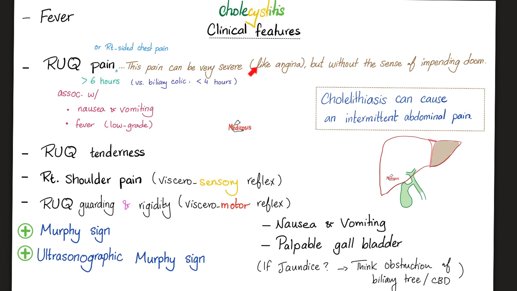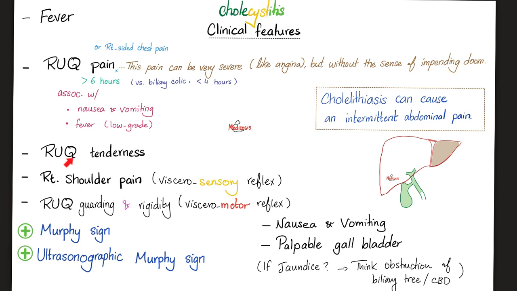This pain can be very severe, like angina pectoris, but without the sense of impending doom. Unlike angina pectoris, this pain lasts for 6 hours. What if the pain lasts for like 30 minutes? Happens only after fatty meals. This is biliary colic and not cholecystitis. The pain of cholecystitis can be associated with nausea, vomiting, and low-grade fever. What if it's a high-grade fever with lots of cough and signs of consolidation? No, it's going to be right lobe pneumonia here.